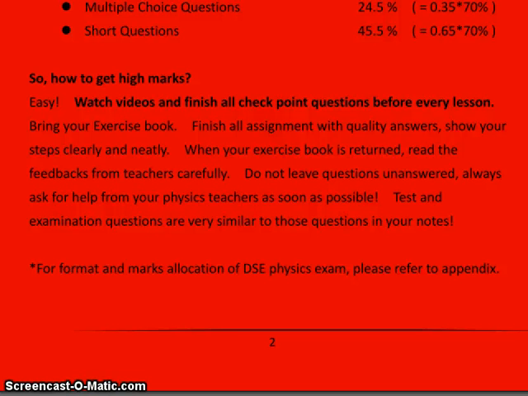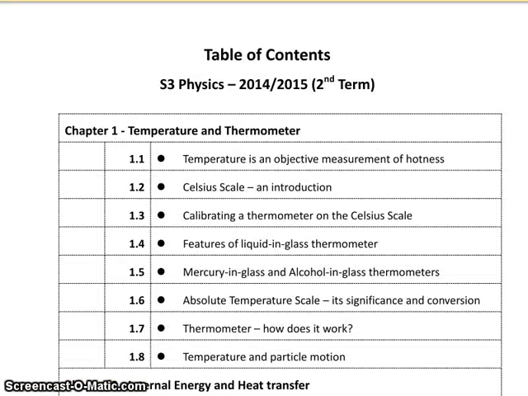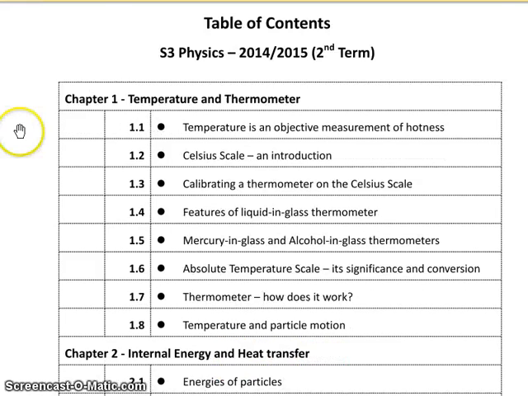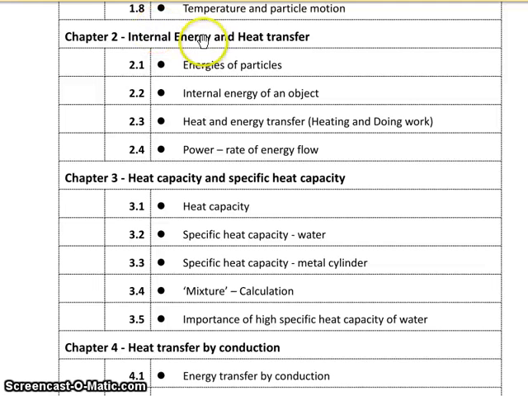So what you will learn in the next 10 cycles or so, you can see there are altogether 4 chapters only. Chapter 1 will talk about temperature and thermometer. You will see how thermometer may measure temperature. You may also see the relationship between temperature and particle motion. The second chapter is about internal energy and heat transfer. Simply speaking, it is about energy transfer between objects.